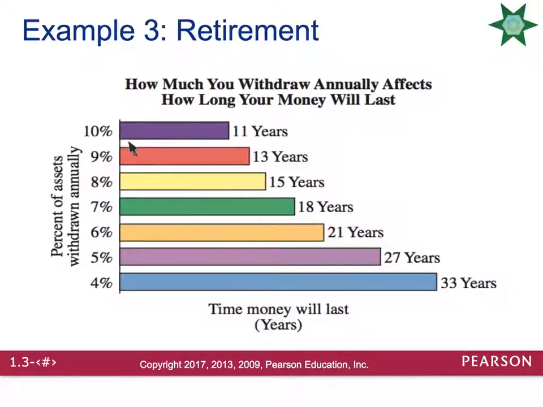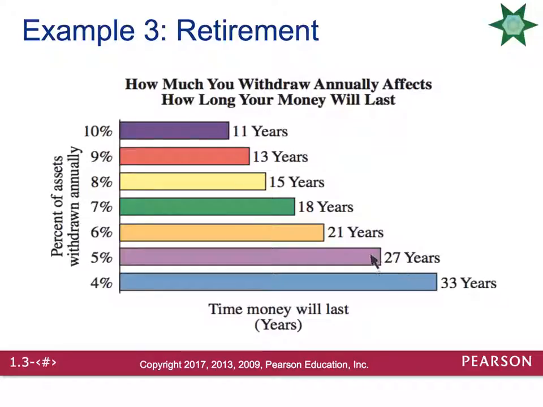You could say, well, it should be 10 years because you're taking 10% out every year. Yes, if you didn't earn interest, but because you're earning interest on the money that's still in there, it's going to last a little longer. If you take out 9% every year, then you have 13 years to take the money out. 8%, you have 15. 7%, you have 18 years. 6%, you have 21. 5%, you have 27. If you take 4%, you have 33 years.